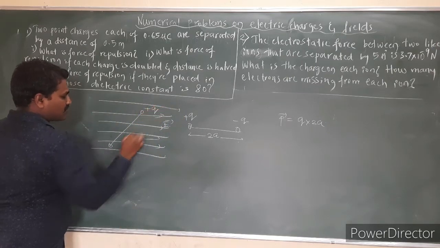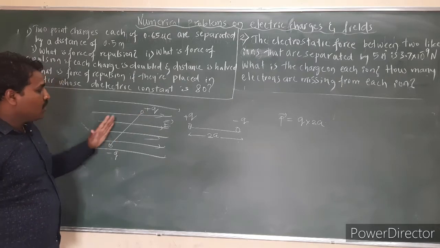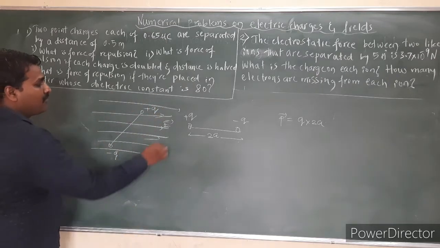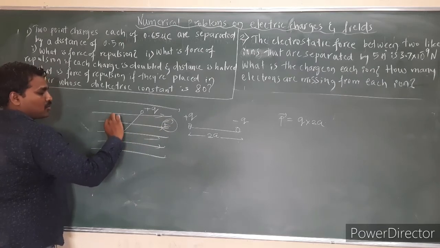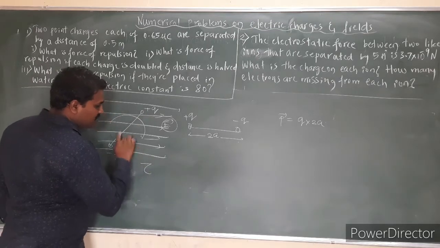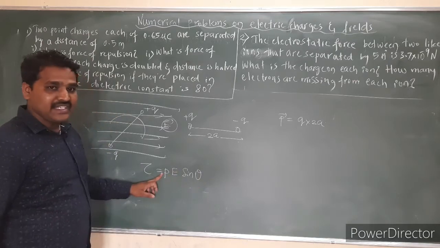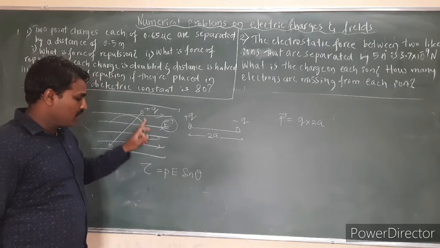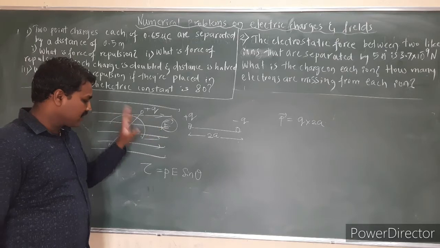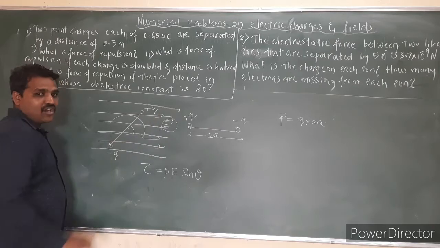If I have a plus 2 charge and a minus 2 charge, these two equal and opposite charges form an electric dipole. When an electric dipole is placed in a uniform electric field of magnitude E, there will be some rotational effect experienced by the dipole. The torque experienced by the dipole is given by P E sin theta, where P is the dipole moment of this electric dipole, E is the magnitude of the electric field intensity of this external electric field, and theta is the angle between the dipole and the direction of the electric field.